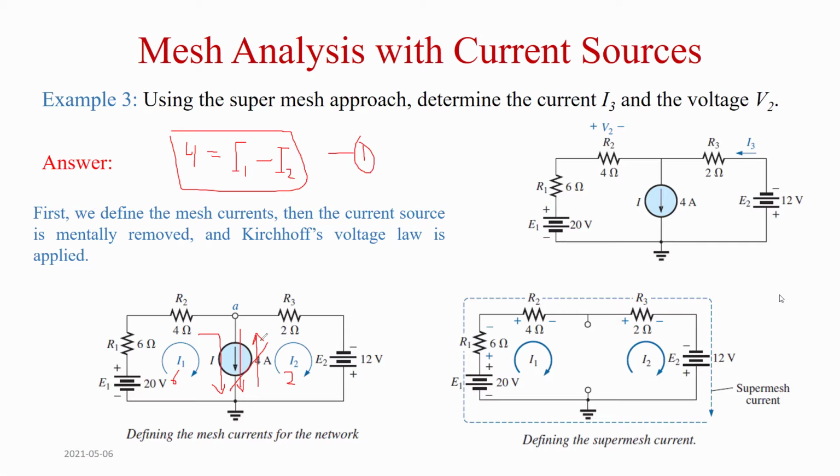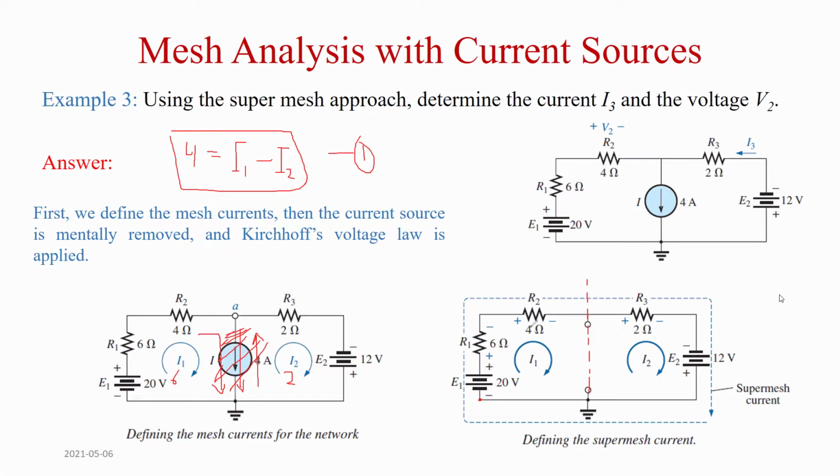Then I'm going to remove this and use the super mesh. When I use the super mesh, this is mesh 1, this is mesh 2. I combine both together, they make a super mesh. Okay, so in a super mesh, I'm going to add the sum of the voltages equal to 0. So I'm going to do 20 minus the voltage here, minus the voltage here, minus the voltage here, plus 12 complete equal to 0. Why is the voltage here 6I1?